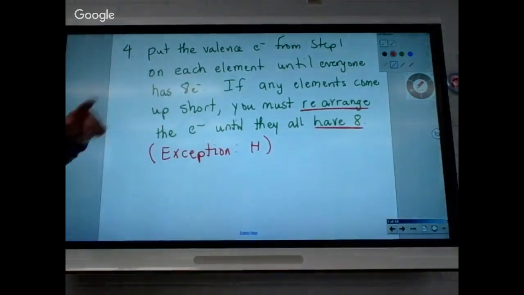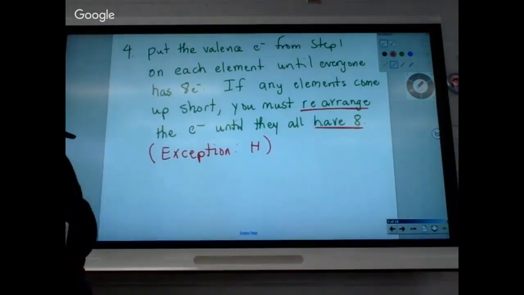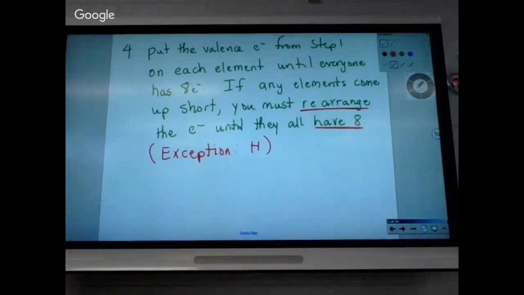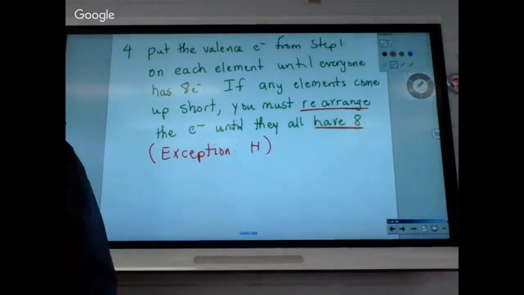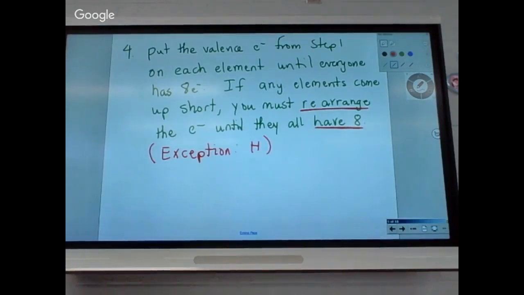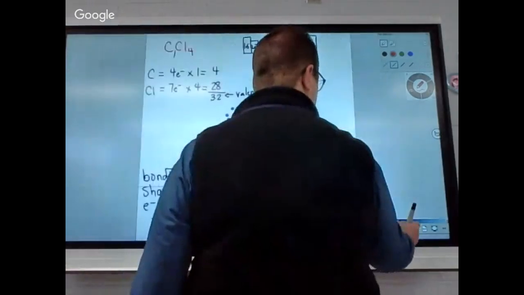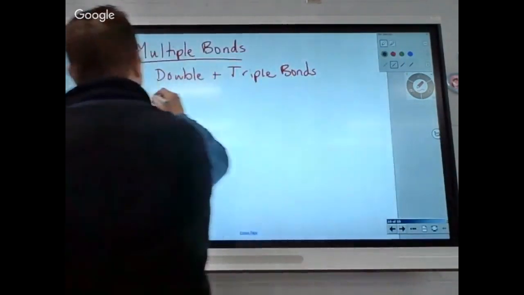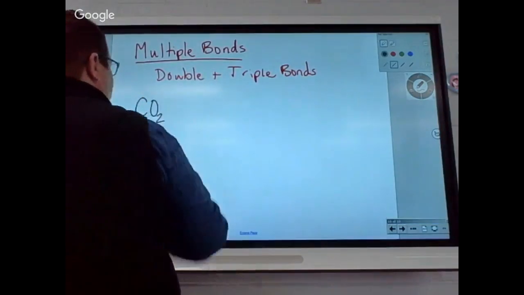If any elements come up short, meaning everybody didn't have 8, did you have any that didn't have 8 in the 3 you just drew, other than hydrogen? No, everybody miraculously had 8. Now, the ones we're getting ready to do, is everybody going to have 8? No, I'm intentionally going to give us some that everybody does not have 8. So, carbon dioxide.